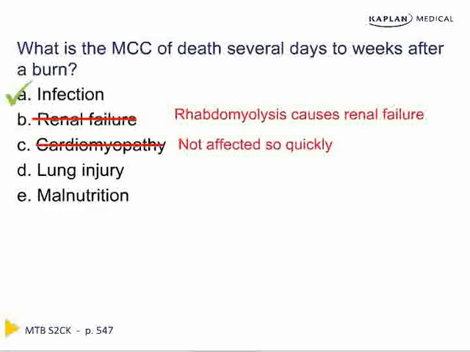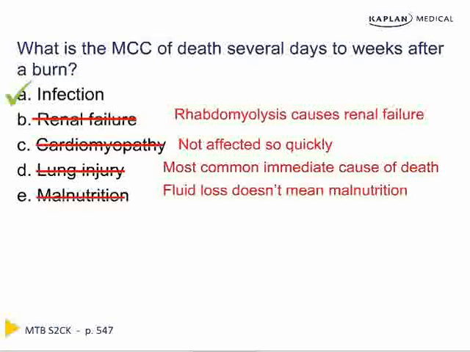Cardiomyopathy is also not because it's not affected so quickly. It takes some time to develop. Lung injury is the immediate cause of death, and malnutrition doesn't occur that quickly. Fluid loss doesn't always mean malnutrition.